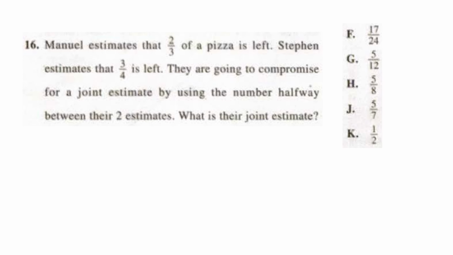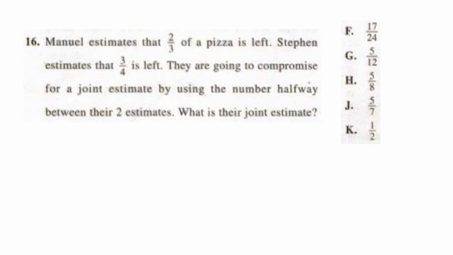So in this problem, hopefully we're using our alpha y equals. It says Manuel estimates that 2/3 of the pizza is left. And as I highlight, I hope you guys, when you're taking your test, are also underlining important information. Stephen estimates it's 3/4 left. They are going to compromise for a joint estimate by using the number halfway between their two estimates. What is the joint estimate?